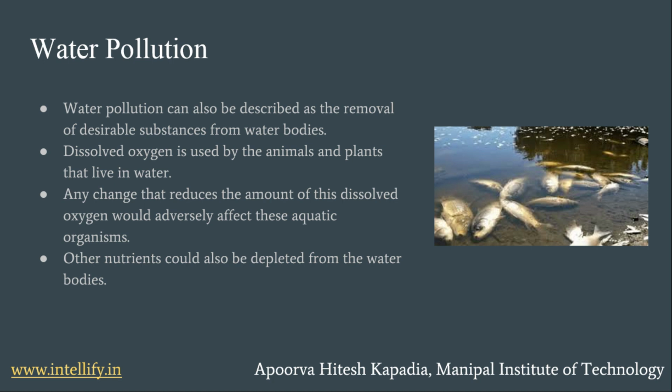Water pollution can also be described as the removal of desirable substances from water bodies. Dissolved oxygen is used by animals and plants that live in water. Any change that reduces the amount of this dissolved oxygen would adversely affect these aquatic organisms. Other nutrients could also be depleted from the water bodies.